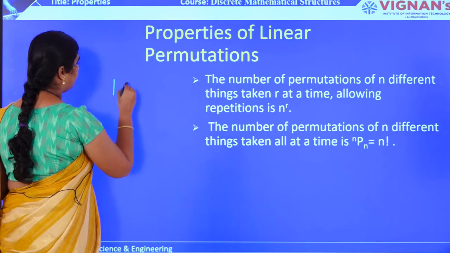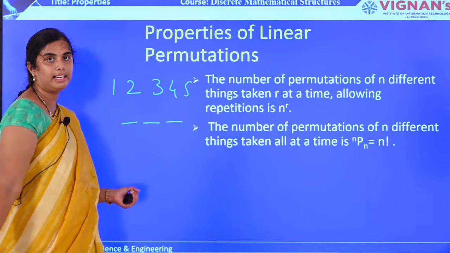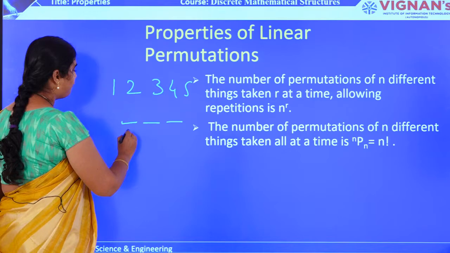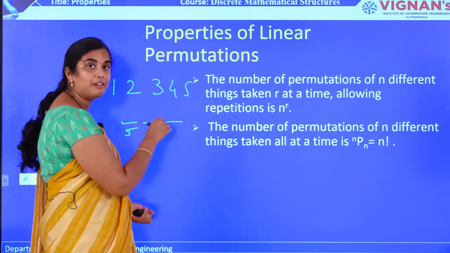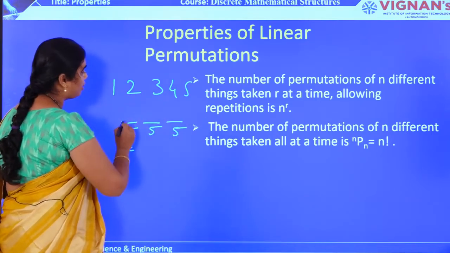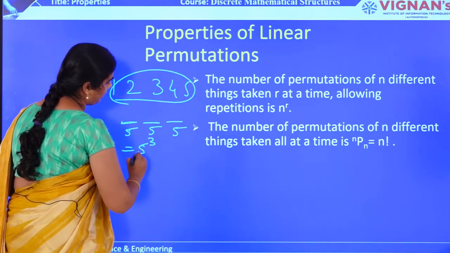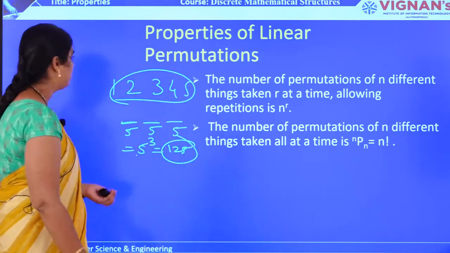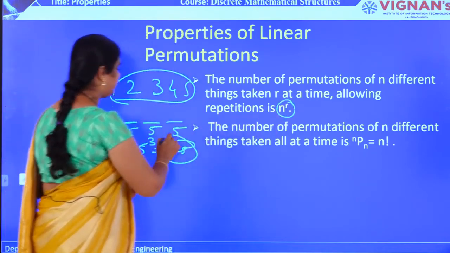So 1, 2, 3, 4, 5 and these are the 3 digits. This first one will have how many choices? 5 choices. The second one will have how many choices? 5 choices. And the third one will have how many choices? 5 choices. So the number of choices you have in order to prepare a password from these 5 numbers will be 5 power 3, that is equal to 125 ways you can arrange. Okay guys? I hope this is the formula, the same one I have written over here.